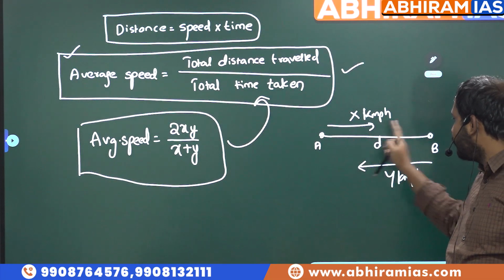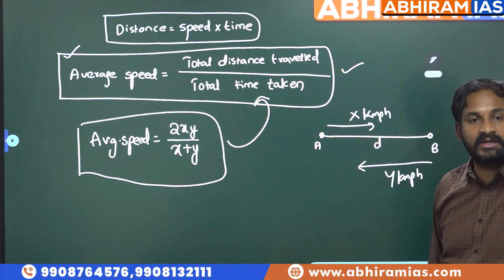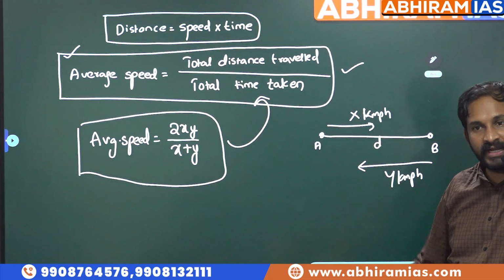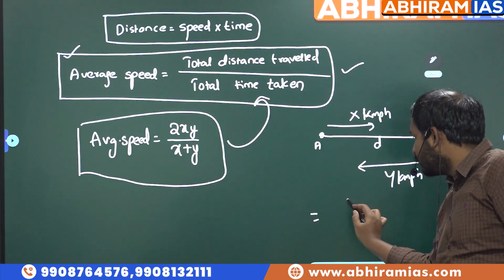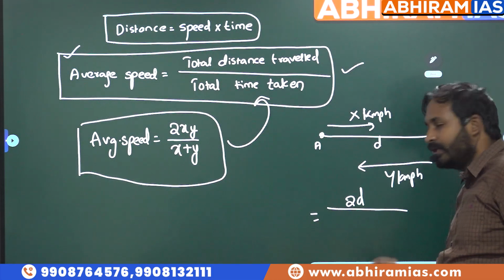He is going to the place and he is returning from the place. What is the total distance traveled by him? 2d, right? He is going d distance and he is returning d distance. So the distance covered by him was 2d.